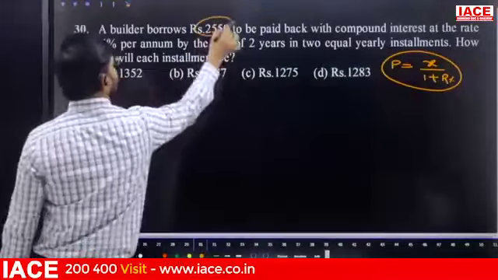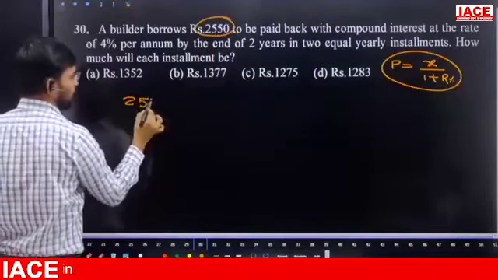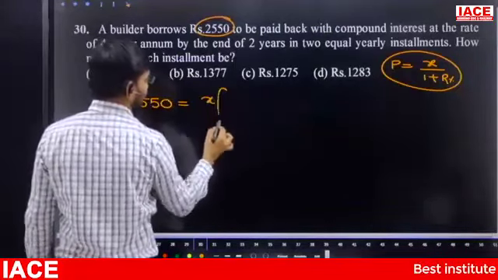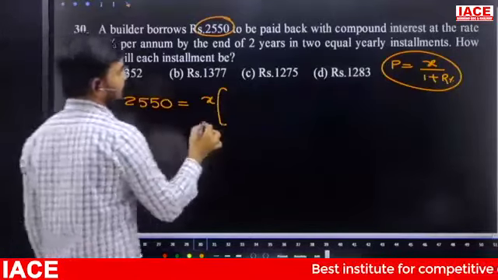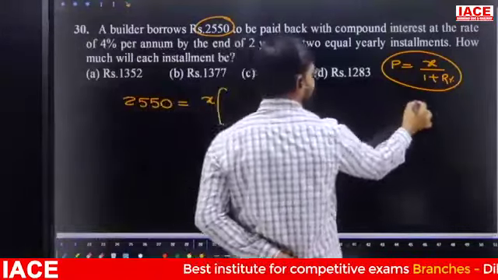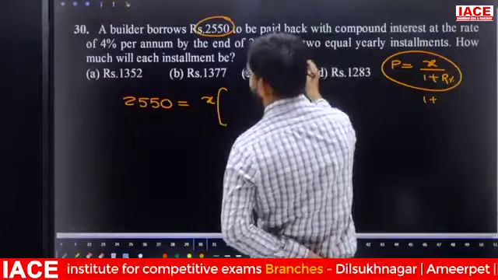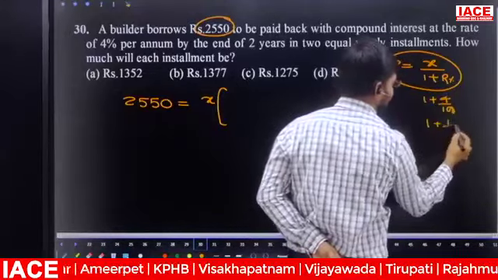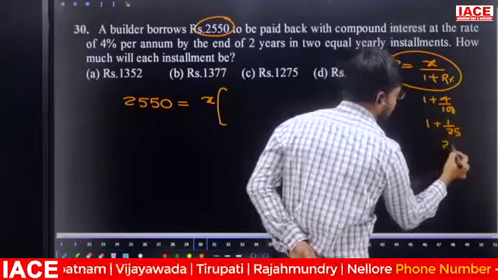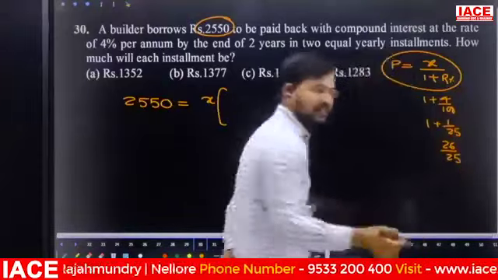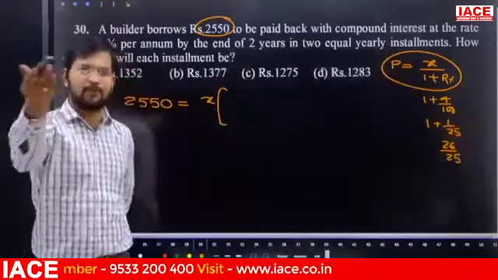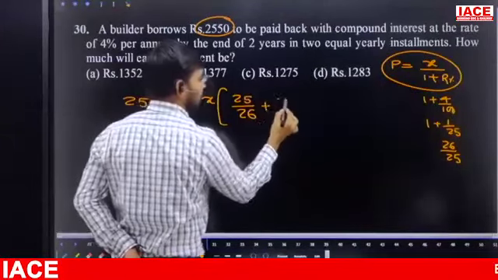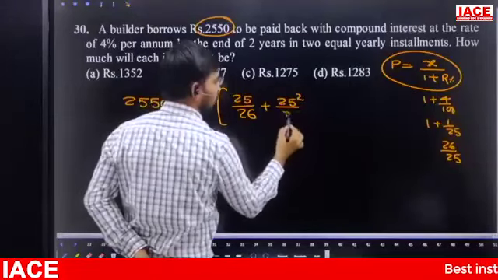So here he borrows 2,550. So P is equal to 2,550, equal to x. I am going to take x common, so 1 plus r by 100. Just calculate separately. 1 plus r by 100 is how much? R is 4%, so 4 by 100, which is nothing but 1 plus 1 by 25. 1 plus 1 by 25 is 26 by 25. This 26 by 25 is in the denominator, so it comes to the numerator as 25 by 26. Second term is the same thing, but with a square: 25 square by 26 square.